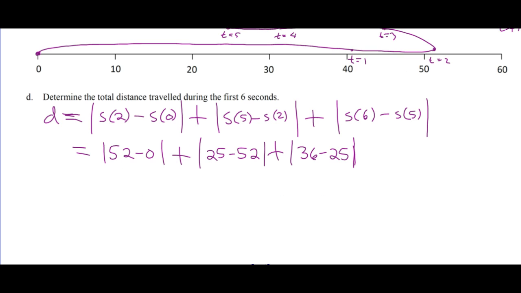And since we want distance, it's the magnitude of the displacement, the size. It's like you get a little odometer on this thing. An odometer doesn't care which way you're going. 25 to 52 is what? 27. So it'll be 27. And 11. So that's 38, 40, 90. So the total distance traveled is 90 meters. Its displacement in 6 seconds is 36 meters, or it's 36 meters from where it started, but it traveled a distance of 90 meters.